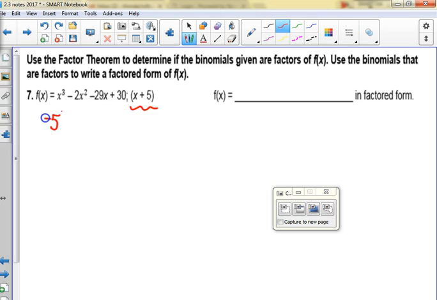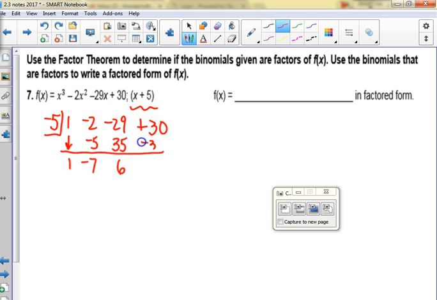Yes, we're checking if the zero of -5 goes evenly into x cubed minus 2x squared minus 29x plus 30, no placeholders needed, right? Okay, bring this guy down, multiply, add, multiply, add, multiply. I got 0. Did anyone else get 0? Okay. So what is the factored form that we just found?